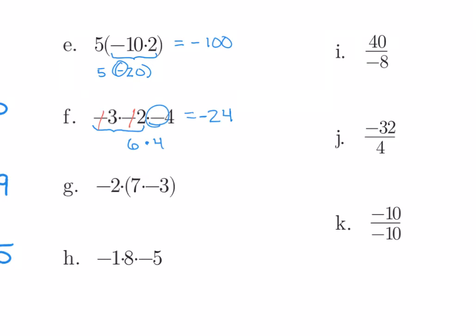All right, let's look at G. We're going to start inside the parentheses. 7 times 3, I get 21. I'm going to multiply that by 2, and we get 42. Okay, what about my negatives? My two negatives cancel, meaning that my answer is positive 42.